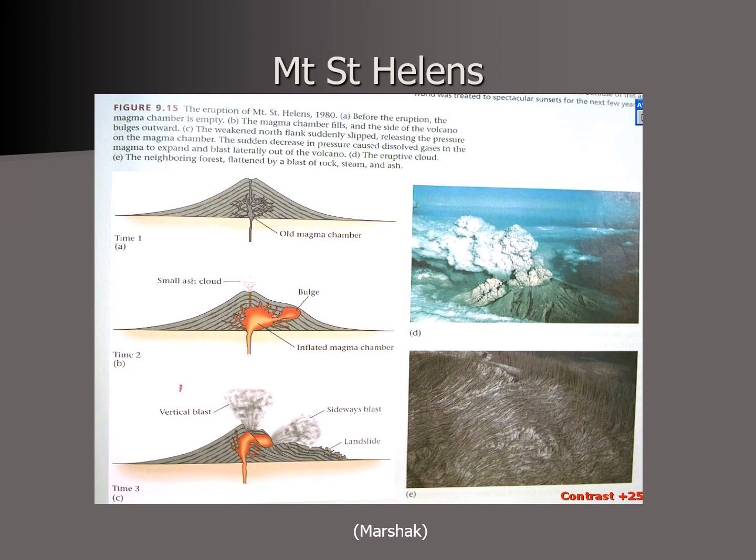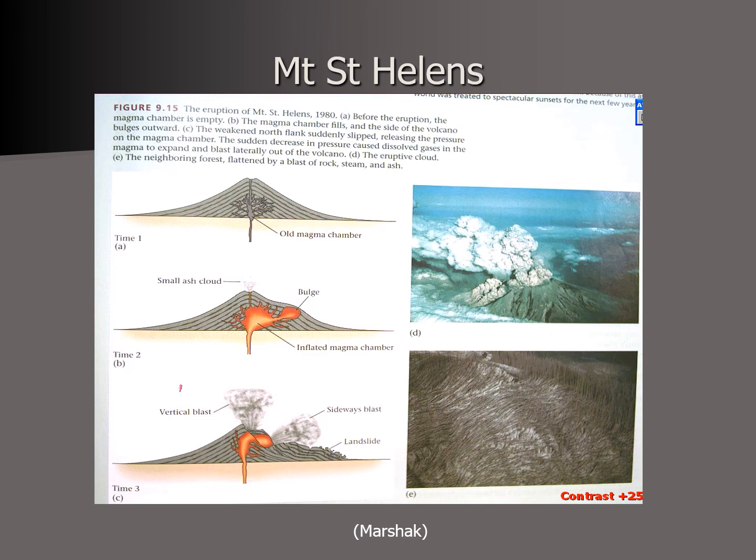Okay, so on the left is a nice sort of step-by-step. Time one, you know, hundreds of years ago, or well, we'll say 123 years prior to 1980, the magma chamber is not super full. But over the decades, that magma chamber gets really full. And then the magma is trying to bust its way out of the north flank, which is why you had a bulge in the north flank.